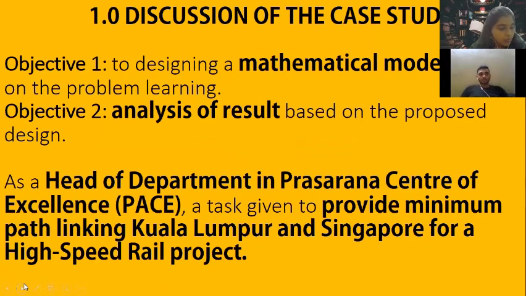So, this is the discussion of the case study. There are two objectives. The first one is to design a mathematical model based on the problem learning. The second one is to analyze the results based on the proposed result. As a head of department in Prasarana Center of Excellence, a task given is to provide a minimum path linking Kuala Lumpur and Singapore for a high-speed rail project.